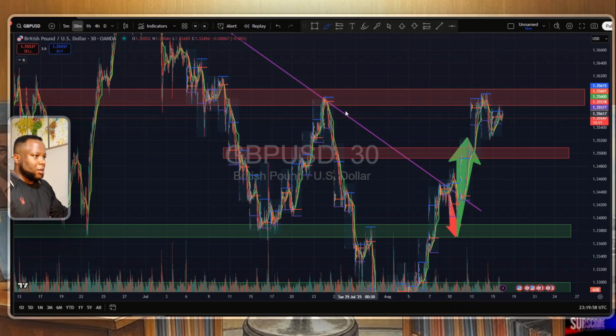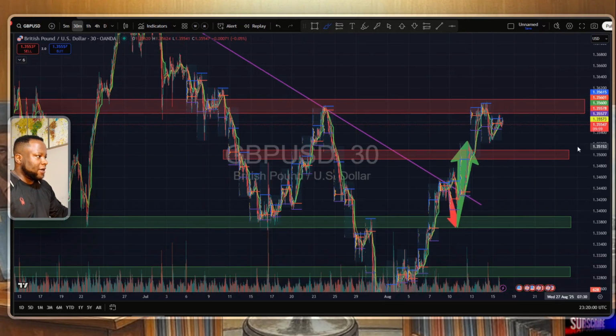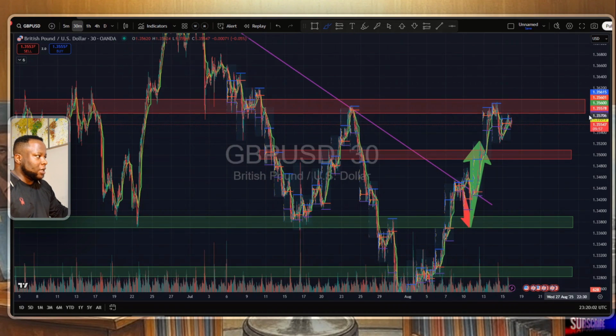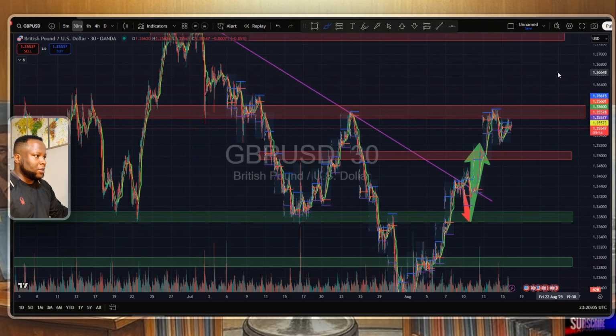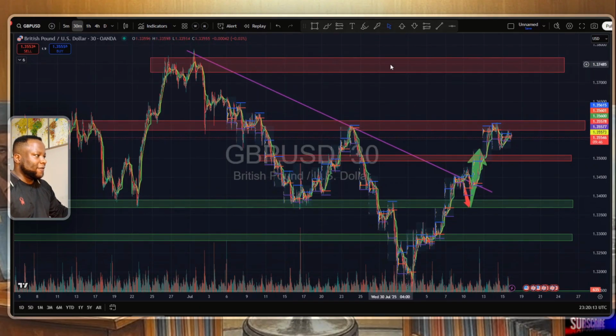Price shooting above 135.57 or 135.80 will take us all the way back to this top resistance here. The next resistance on this will be all the way here at 137.50 or 136.50, give or take, right here.